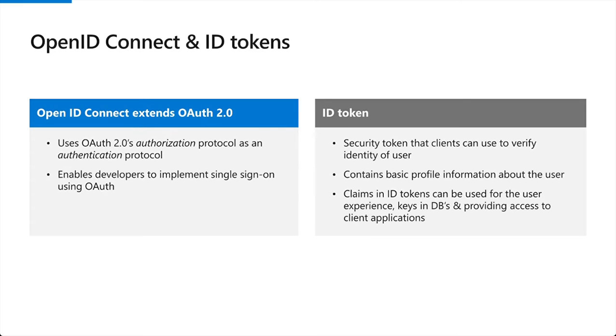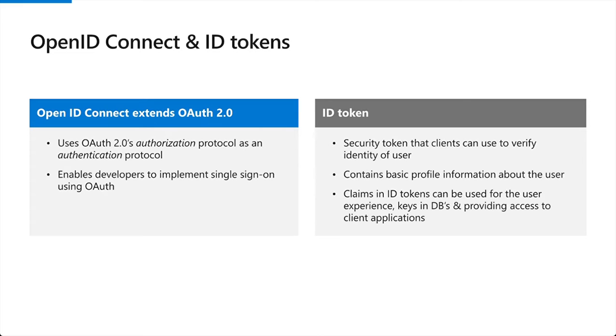Because OpenID Connect extends OAuth 2.0, apps can securely acquire access tokens, which can be used to access resources that are secured by an authentication server. The claims included with an ID token can be used for the user experience within your application, as keys in a database, and for providing access to the client application.